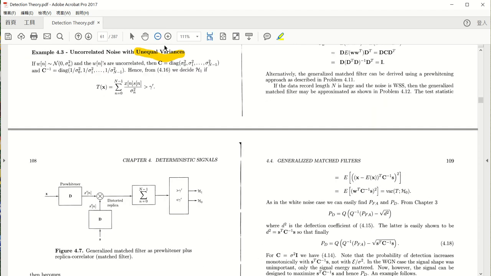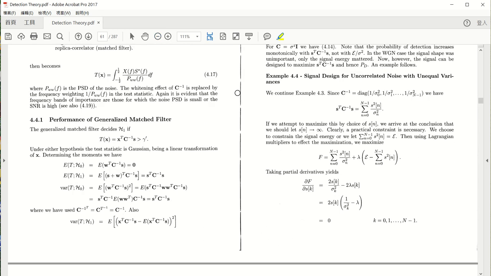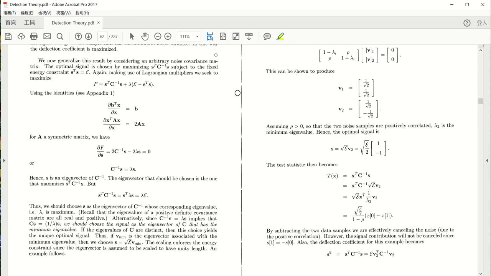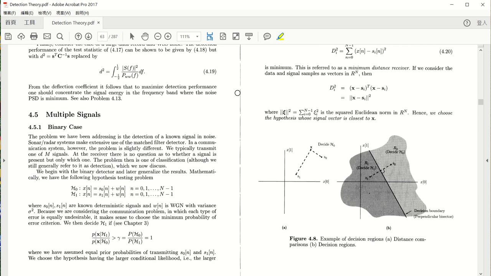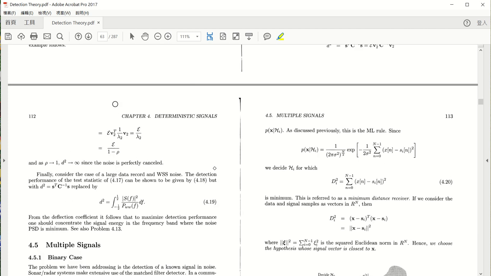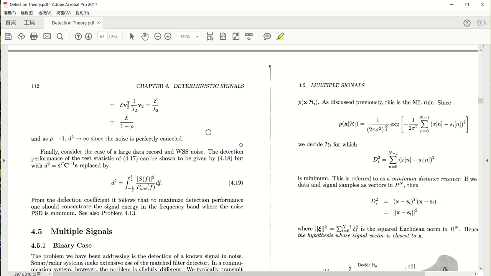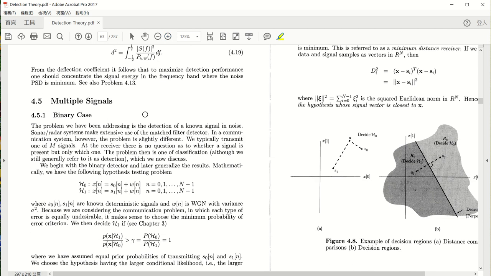Okay, so now I think we'll skip some of it and then go to one important section of this class. We're at page 112. Okay, so now we're going to the multiple signal case.